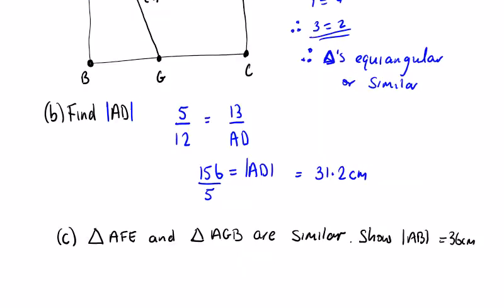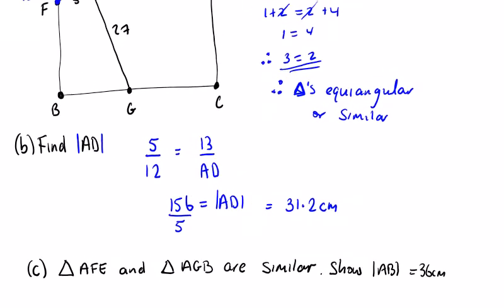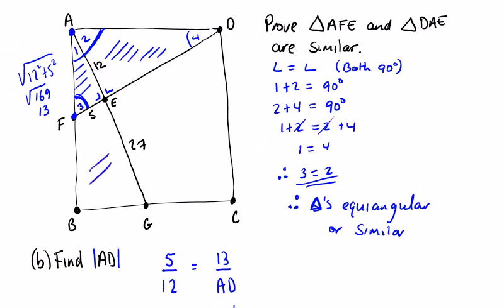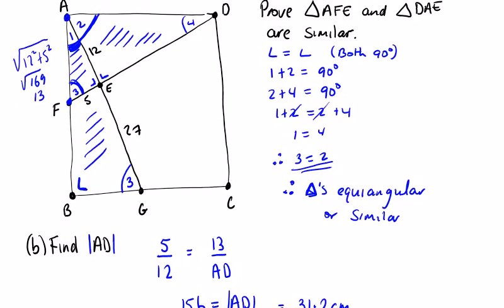In part C, you're told that AFE and AGB are similar. So AGB is this big one here, which you can see has a right angle, and it shares this angle 1 up the top here. So this angle, the third angle, has to be the same as angle 3. So now we can just put our ratios in. Well, I'll do it up inside the box here so we can see it.